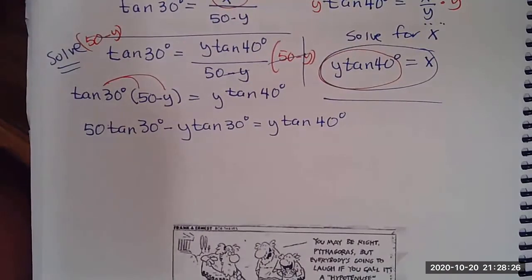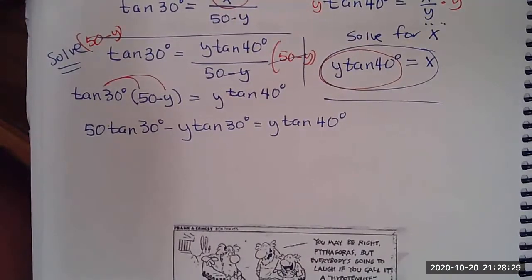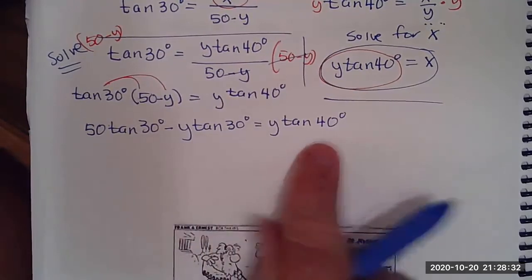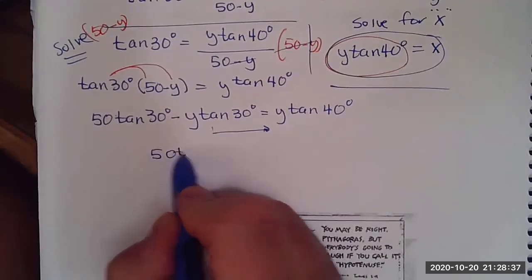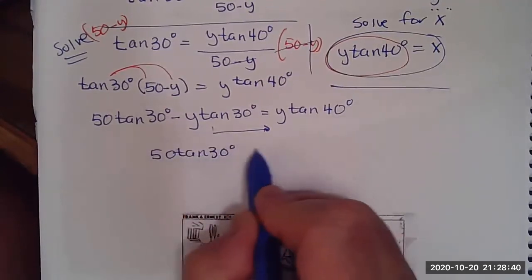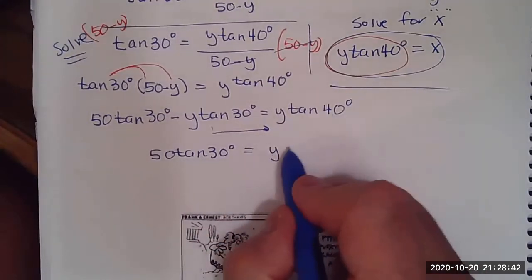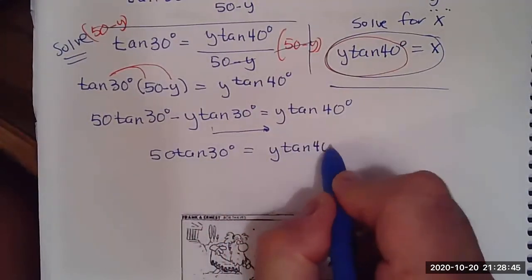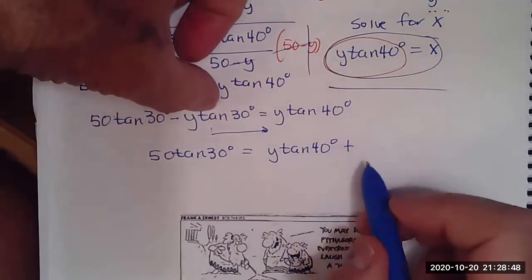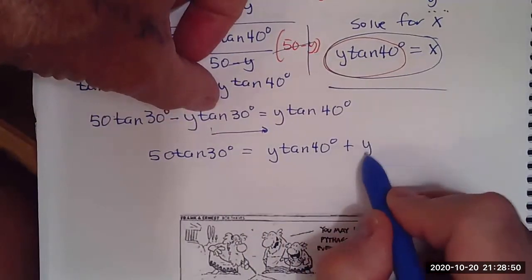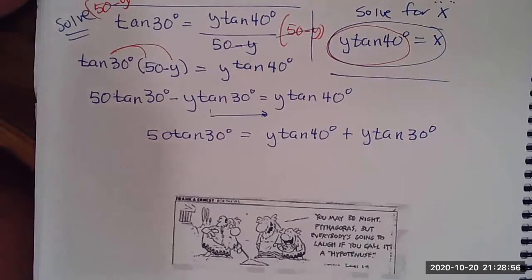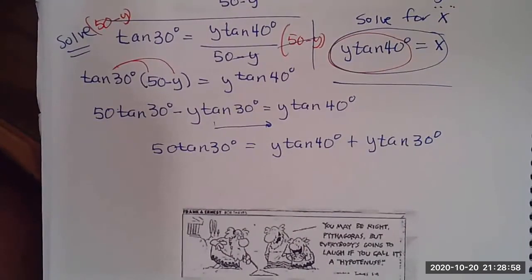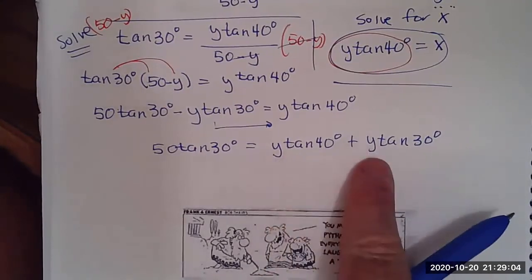And now I've got the variable y, but they're on opposite sides of the equal sign. So I'm going to move this one over to the right. So you get 50 tan 30 degrees is equal to y tan 40 degrees plus the piece that I'm moving to the right, that's where I'm adding y tan 30 degrees. And here comes the trick. Because I got two y's, I'm going to factor out the greatest common factor, the y.